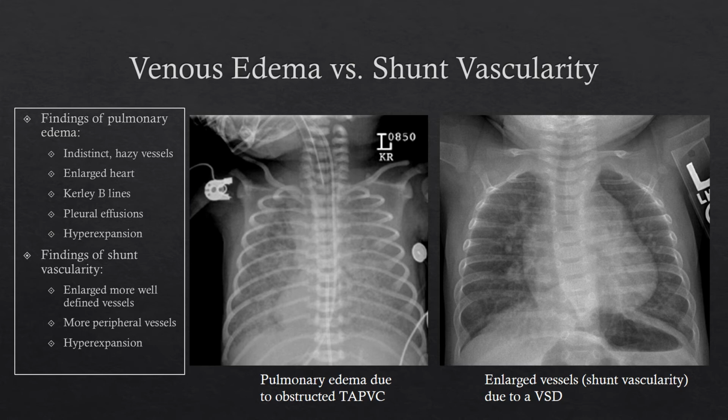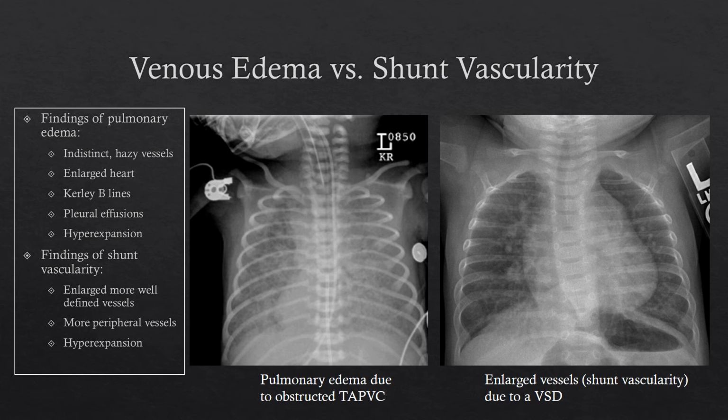With pulmonary edema, the vessels are more hazy and indistinct. Findings may be similar to a viral infection, adding to the difficulty. Cardiac enlargement related to venous edema may also be disproportionate and more prominent than the vascularity changes in pediatrics. Other findings such as curly B lines and pleural effusions may or may not be present.